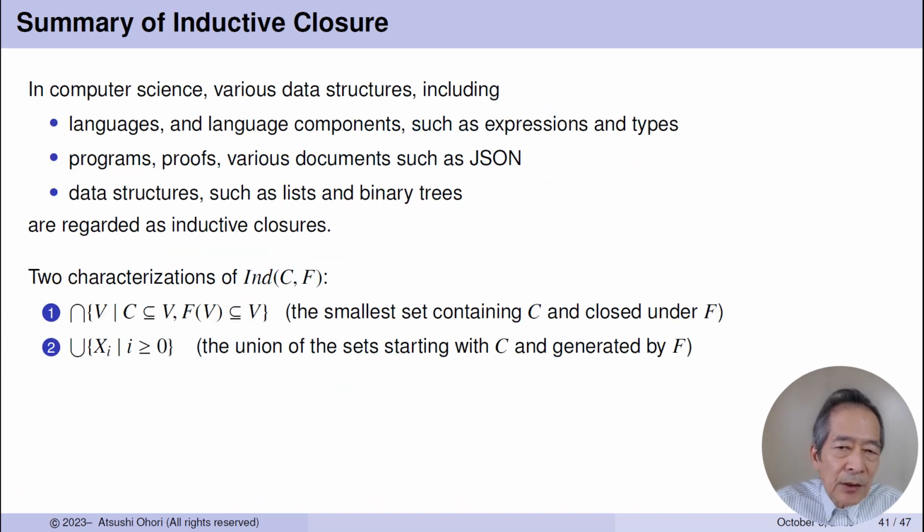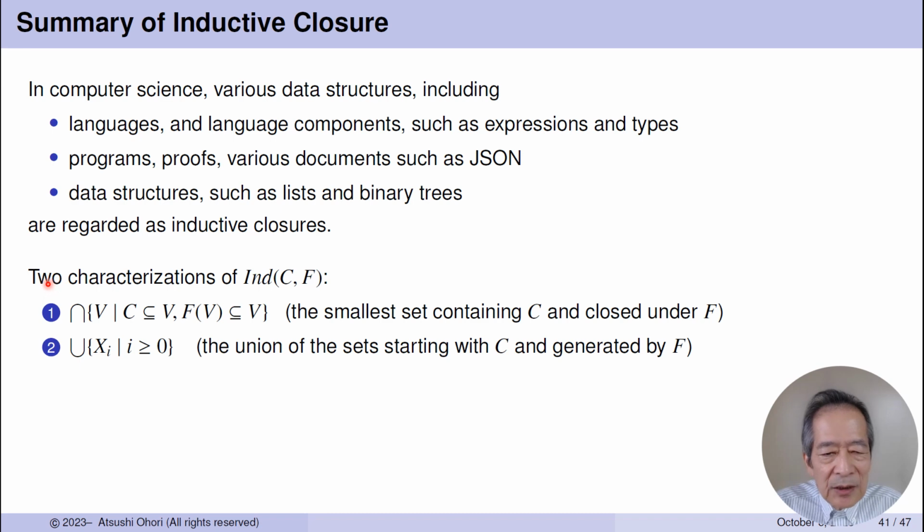Now turn to the main topic of inductive closure. We have been studying inductive closure. So this slide summarizes what we have studied so far. In computer science, various data structures in the general sense, including languages and language components such as expressions, types, or programs, proofs, various documents such as JSON, or data structures of a program, lists or binary trees, all are regarded as inductive closures.